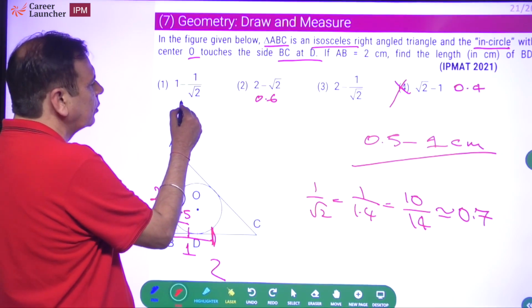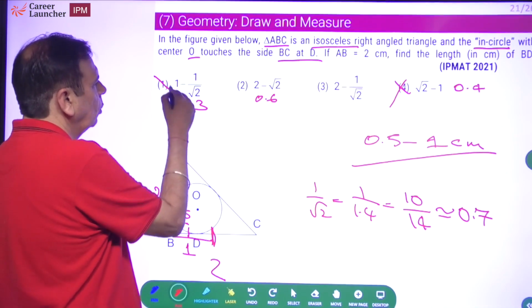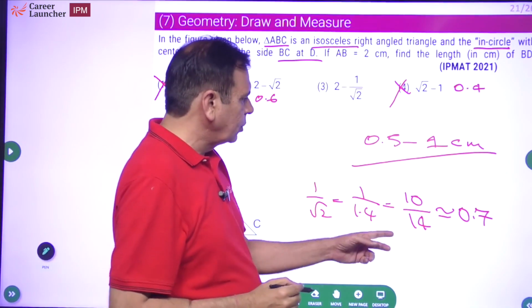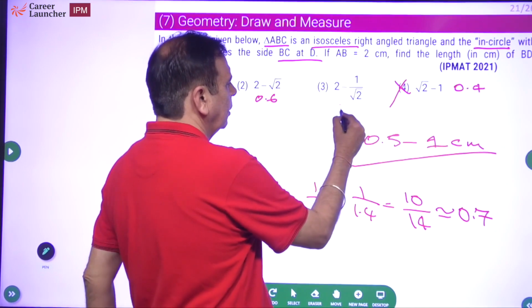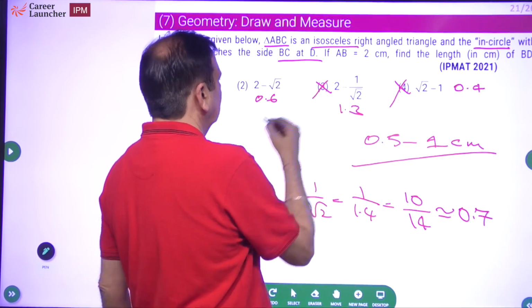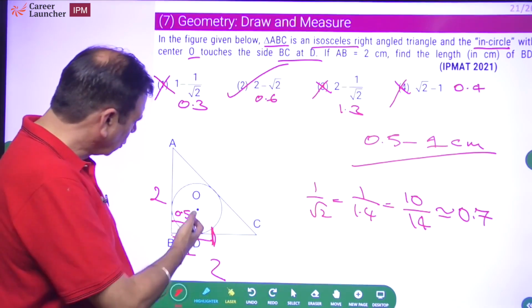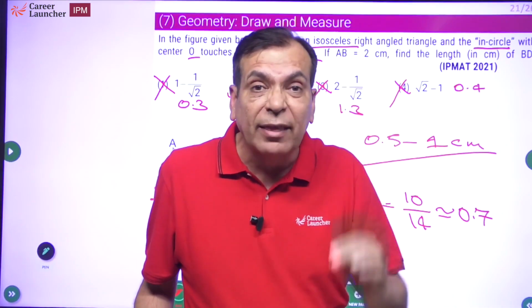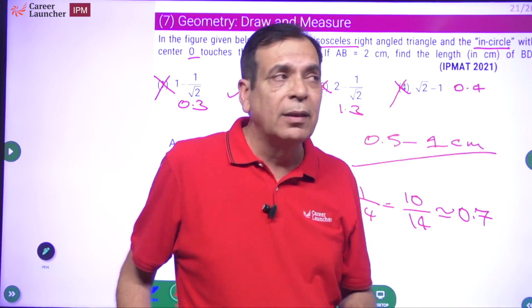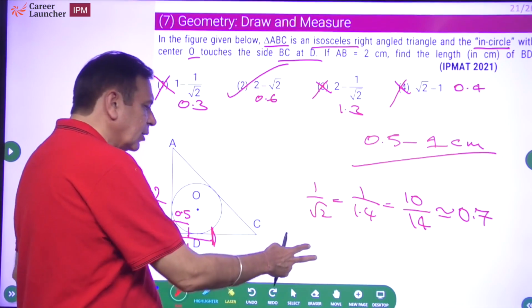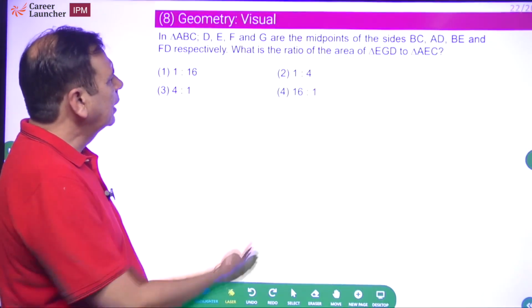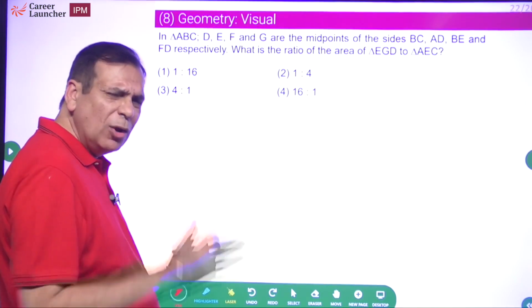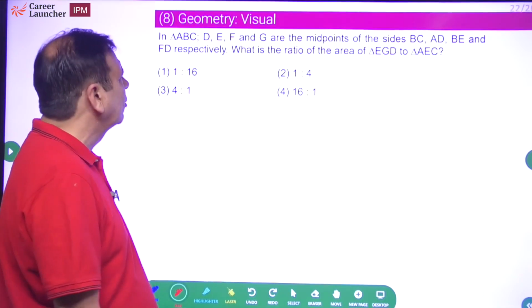So how much is this? 1 minus 0.7, this becomes 0.3. Wrong choice. 2 minus 0.7, 1.3. Wrong choice. Correct answer. I don't know geometry, but I know the answer. Now this is what I mean. You don't have to know maths. If you can apply common sense, you will be able to get the answers from the figure itself. Another question of geometry. Visual inspection of data will give you the answer.